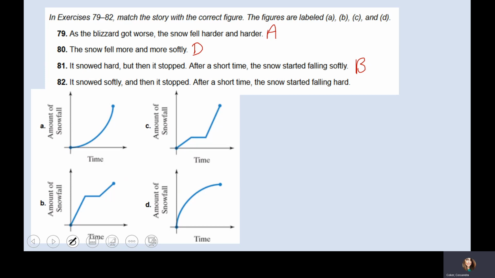And number 82, it snowed softly, then it stopped, then it started falling hard. So snowed softly, of course, is going to have a not steep line at all. So if you look and see, of course, last but not least, it matches up.